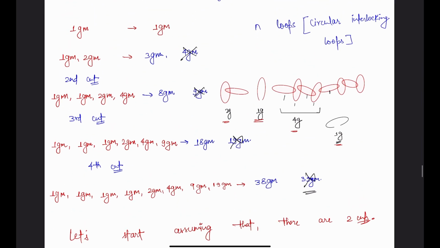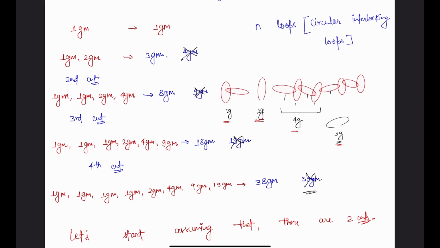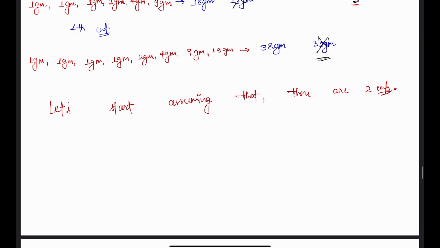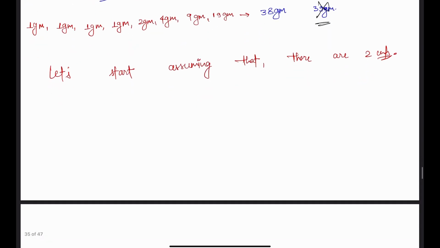In this one, what we have done is that we are slowly adding the cuts without considering the other side. But now we will think that there are 2 cuts and we will assume both sides, how the things will be.